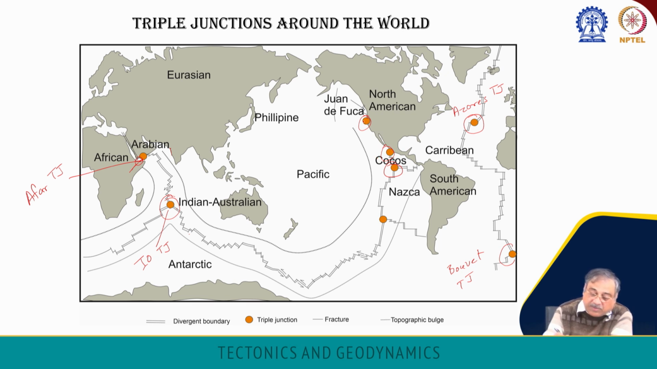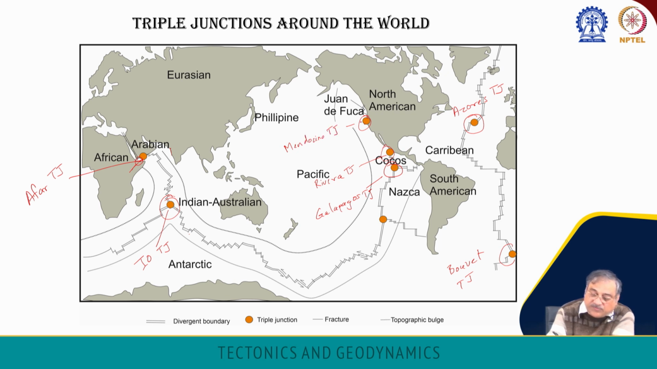On the other hand, these two other triple junctions are along the western coast of North America. This one is the Galapagos triple junction. This one is the rough position of something called the Rivera triple junction, and this one is called the Mendocino triple junction.